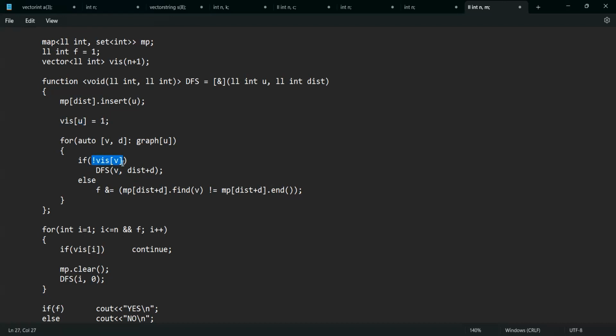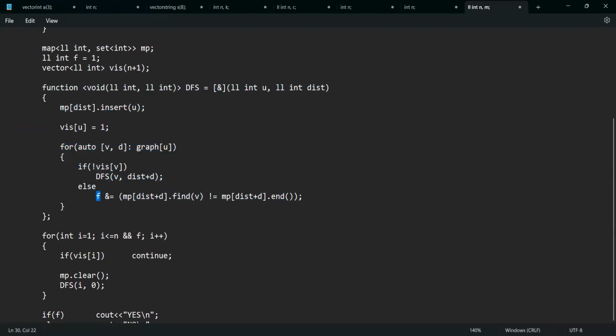If it has already been visited, that is, this V soldier has already been visited, I'm simply checking F, and F is nothing but my flag, right? Initially it's 1, that is true. At distance plus D, there should be soldier V present at this camp, right? So I'm simply checking at this camp dot find V. That means at this set, my value V is actually present. If it's visited, this soldier has already been visited, so I'm simply checking that this is not equal to the map of this value dot end. If finally my F is 1, I'll output yes, otherwise no.